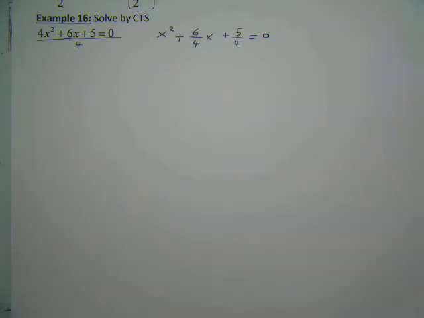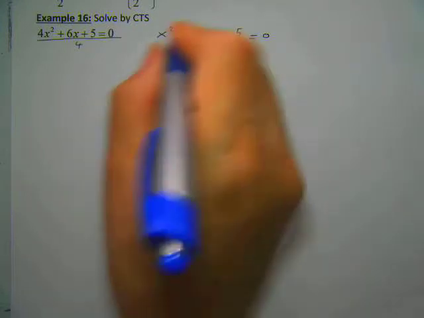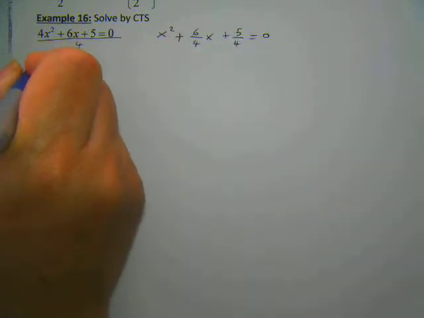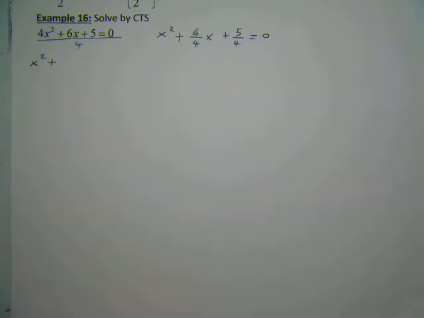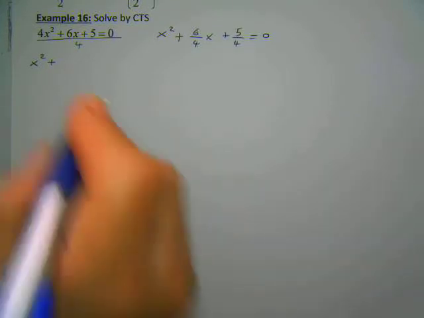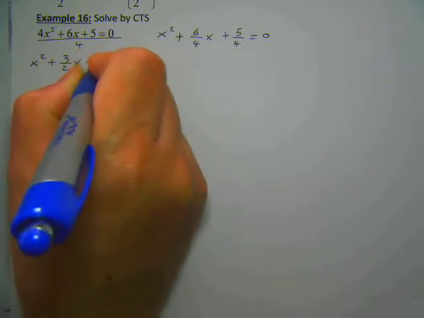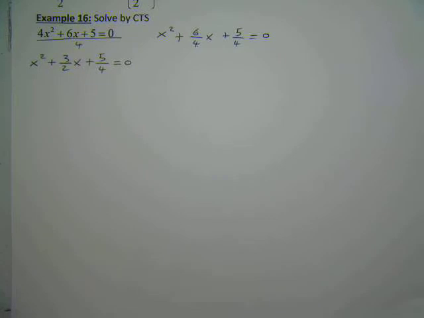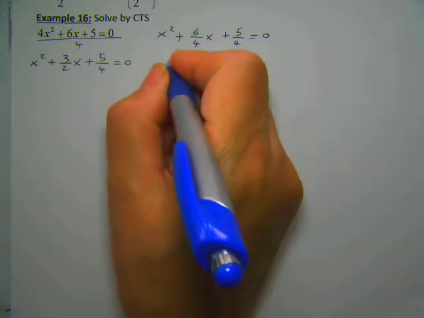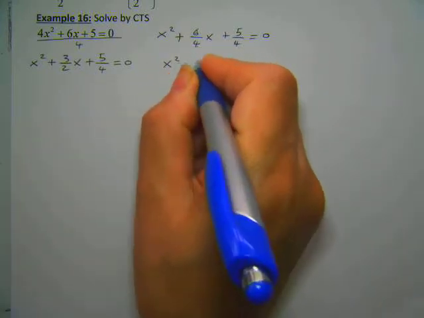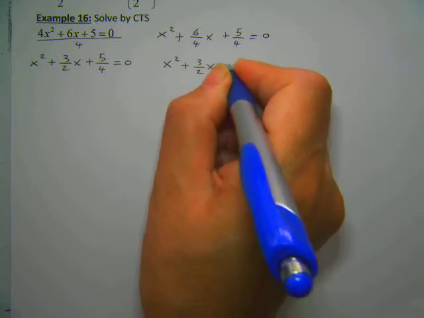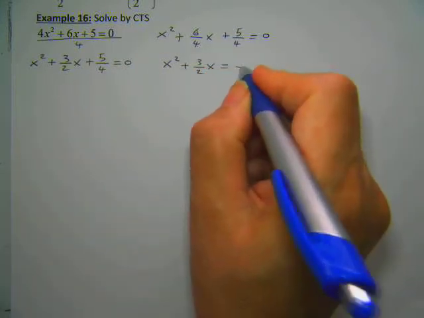But remember, let us simplify, always simplify. So this is x squared plus 6 divided by 4. You can divide both by 2, so this will be 3 halves x plus 5 over 4 equals 0. So we're done with the first step, which is dividing the whole equation by 4. Now let's move the constant to the right hand side. So x squared plus 3 halves x equals negative 5/4.